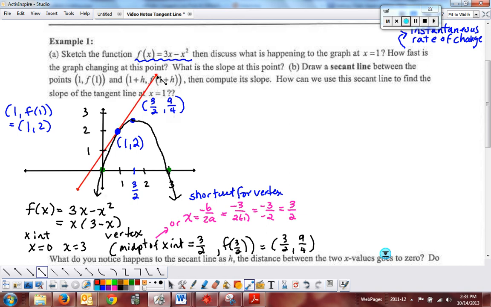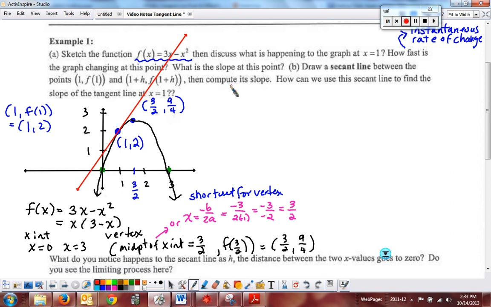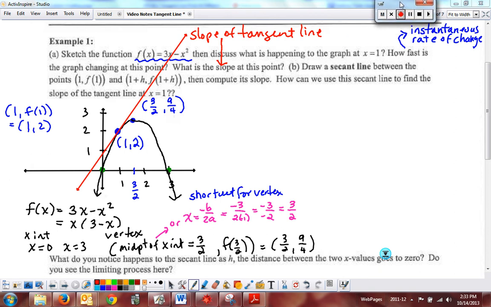So I'm going to go ahead and draw my tangent line now. I'm just going to extend it up here. And so we'll talk about this. I'm going to say the slope of the tangent line is what we're going to consider to be the slope at that point. That slope of the tangent line is what we're going to use as our instantaneous rate of change. If I can calculate the slope of the tangent line, then I can calculate the instantaneous rate of change at that point. Okay?